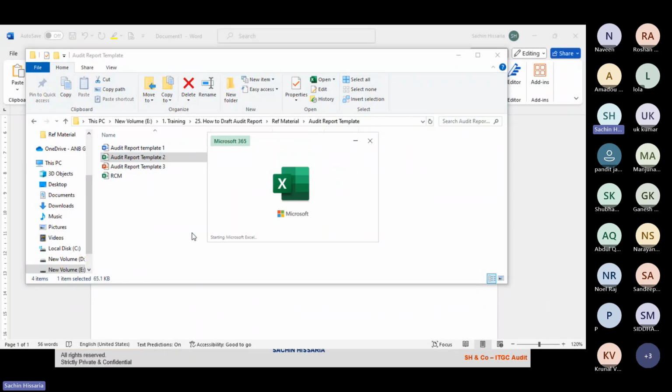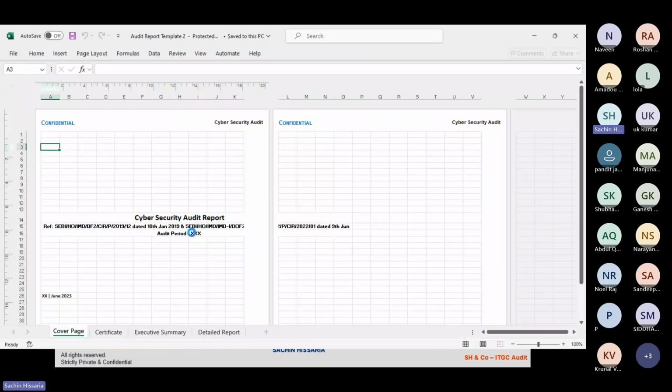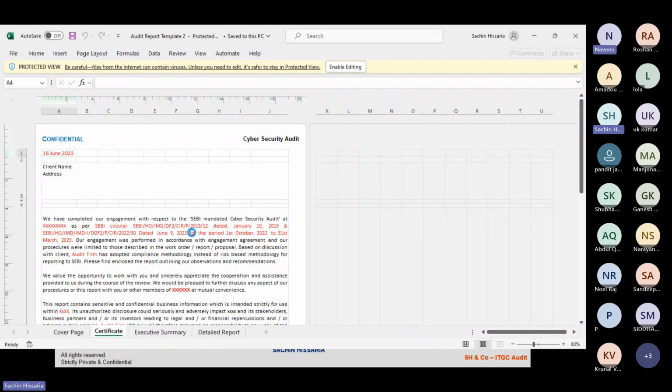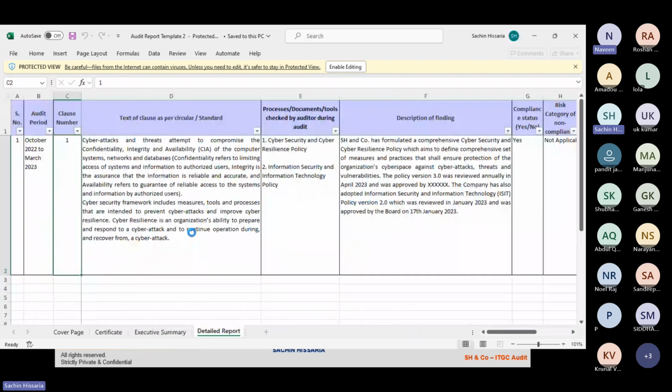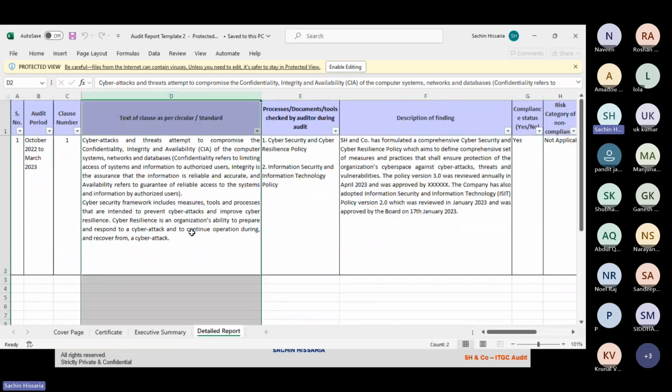So for example, this is an Excel format. Whatever format you see, guys, more or less an audit report will include the same things. Here, your audit period is given, and the text of a clause as per circular or as per standard. Suppose you are doing an audit as per an RBI circular, a SEBI circular, or some other regulatory requirement, be it the SEC, Securities and Exchange Commission, which is the regulatory body for US listed companies. So what their circular states, that text is given.